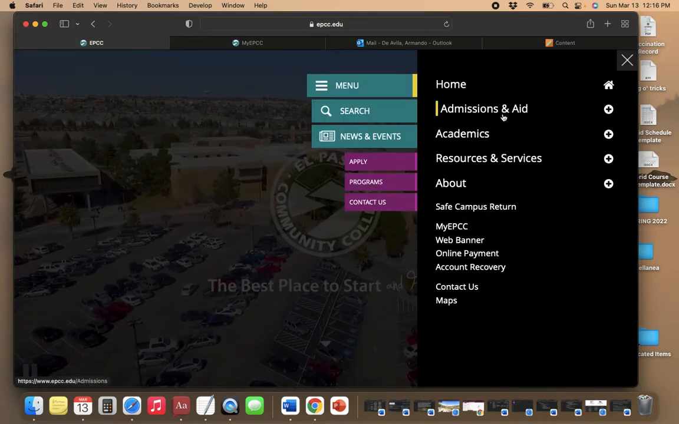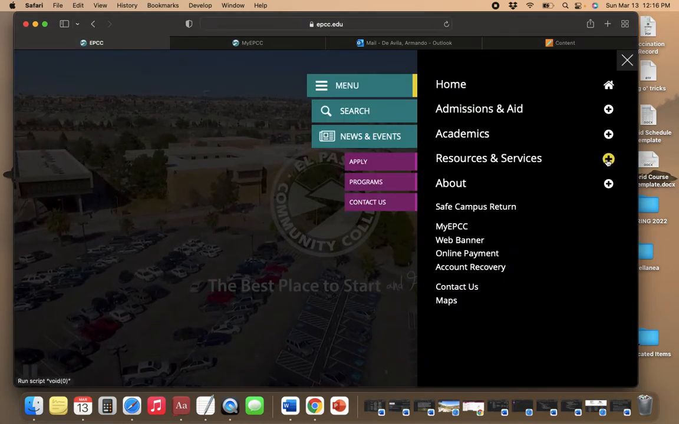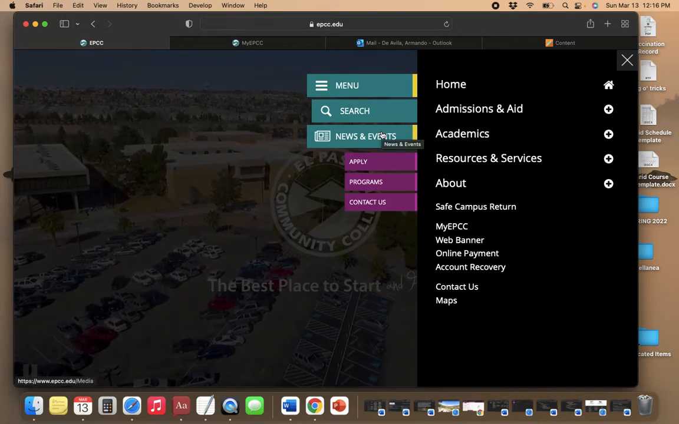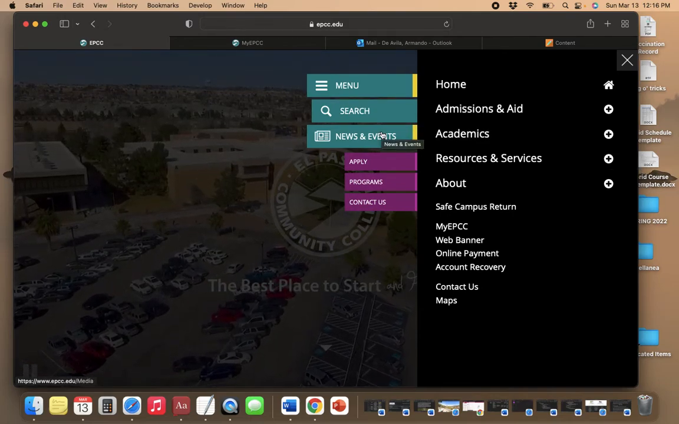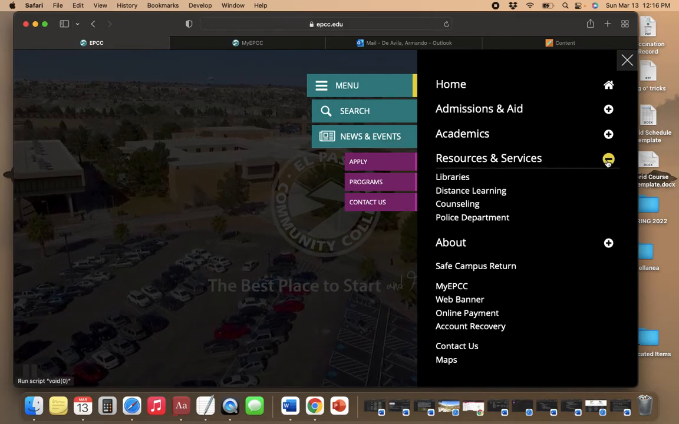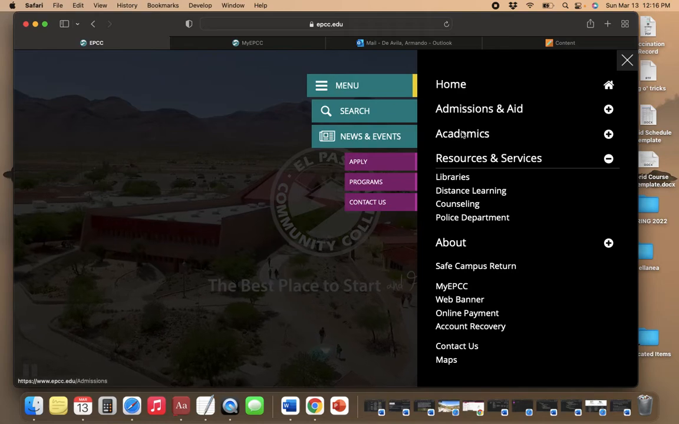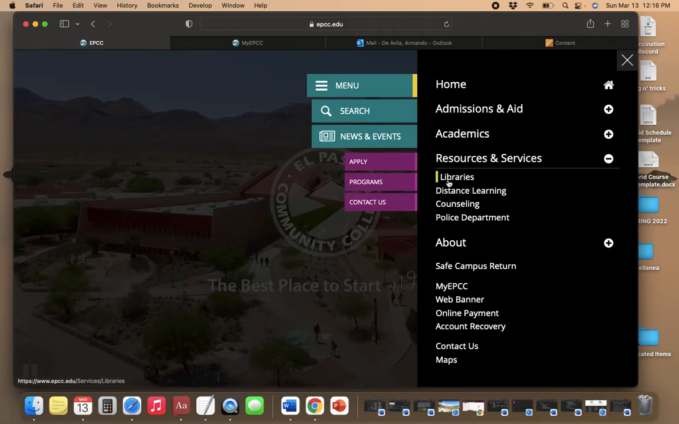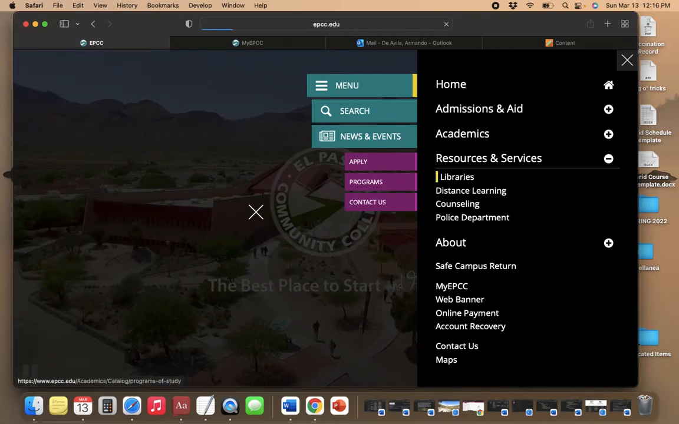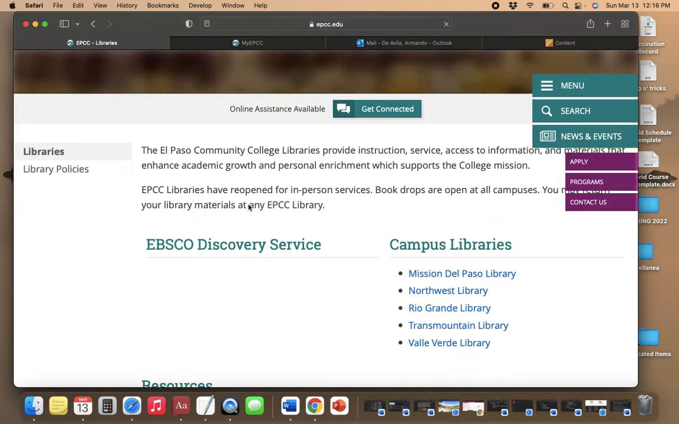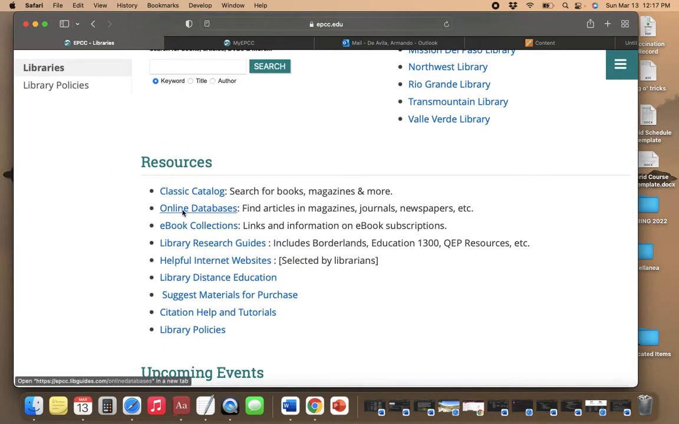your databases are here, okay? And I do have a PowerPoint, I believe, from earlier in the semester on Blackboard that shows you how to get to your databases. But remember, on the main page, it's menu, resources and services, libraries, and the databases are here.